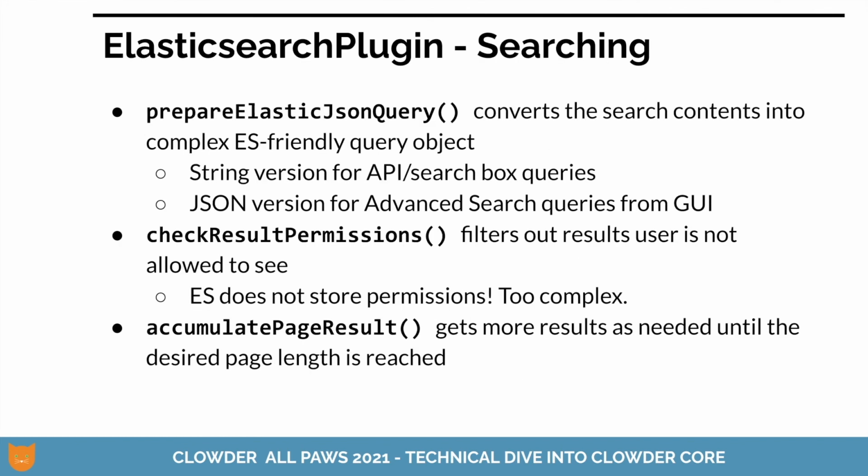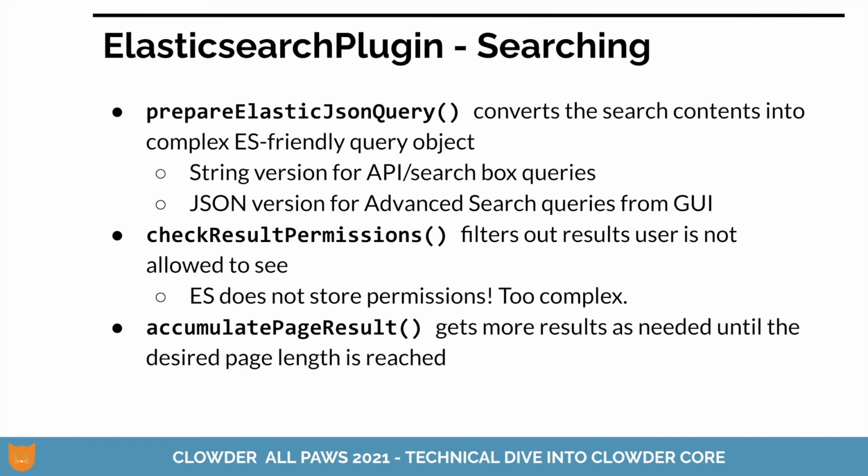To actually build the queries, we have a fairly complex set of code that converts the user search query into an Elasticsearch-friendly query object. If you provide a string, you have one function that parses the string, and if you use the advanced search interface, then that provides JSON that needs to be parsed by the service.